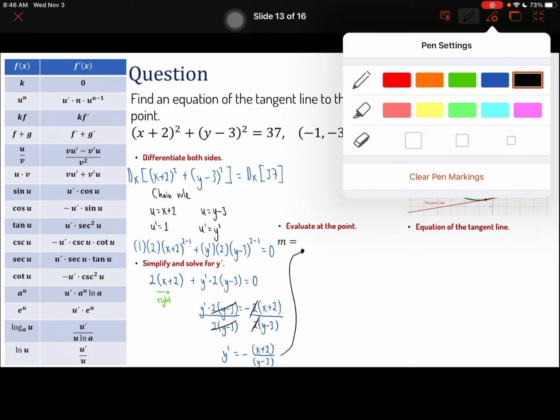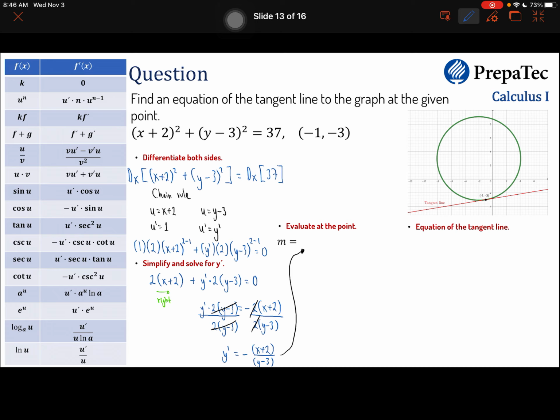The slope is going to be the derivative evaluated at the point, and that is minus 1 plus 2, that is for the numerator, and minus 3 that is the denominator. Let me make this in steps. So I'm going to keep this negative here. The numerator becomes 1 and the denominator becomes minus 6. I have a negative and a negative, and that becomes a positive. So this is the slope of the tangent line.